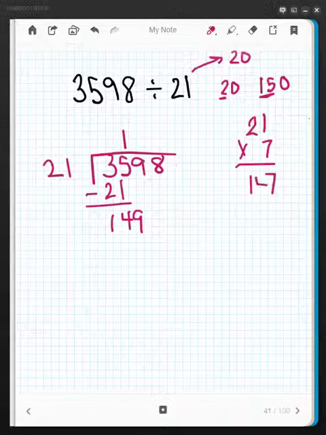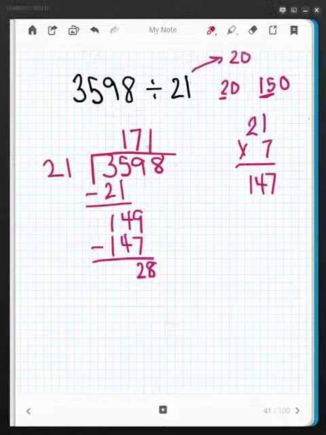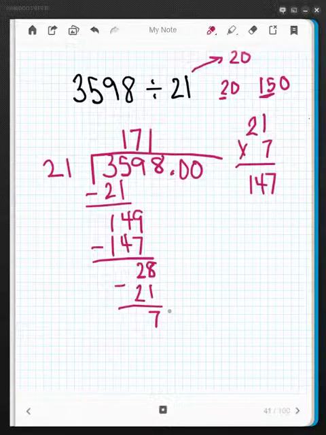And so now I have 147. Oh yeah, that's close, right? And it's close enough. So I'm going to put in 7. 7 times 21 is 147. And then I subtract this, I get 2, and then I bring down the 8, and then 21 will go into 28 one time. So 1 times 21 is 21. Subtract, and I'm going to get 7, and then I'm going to start adding zeros out here, right? And so I'll bring down.